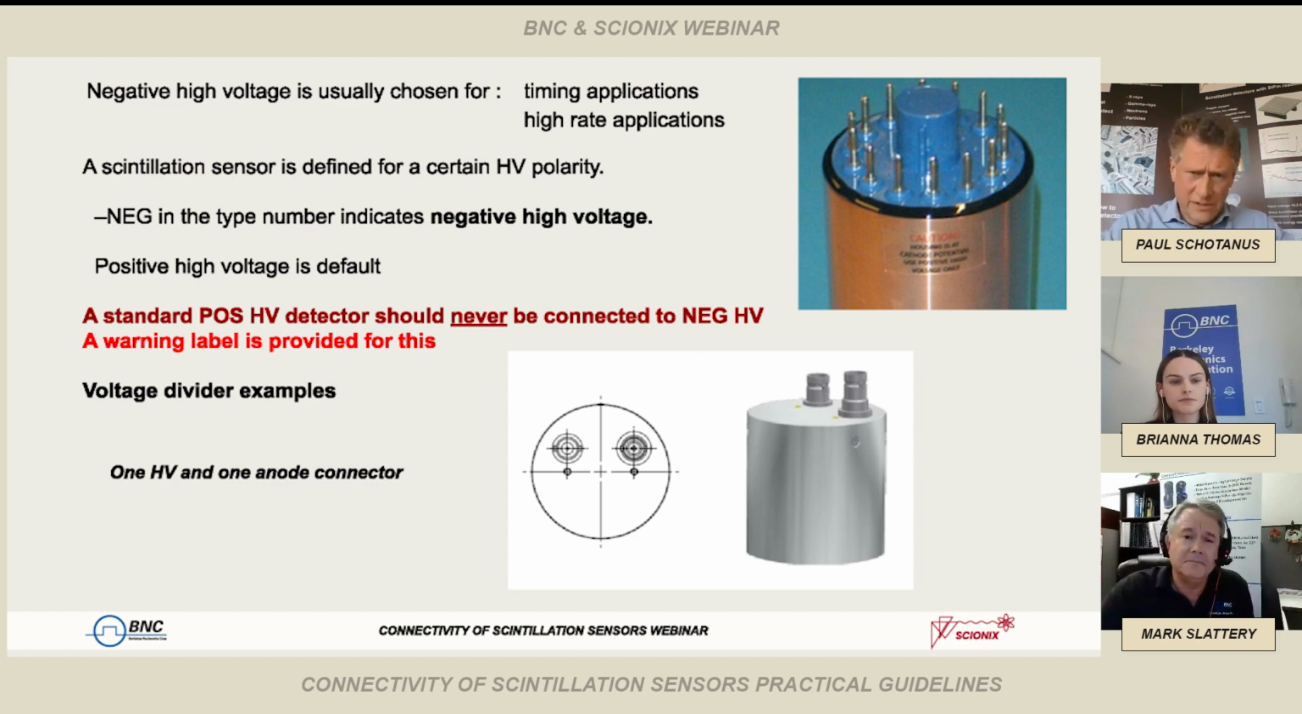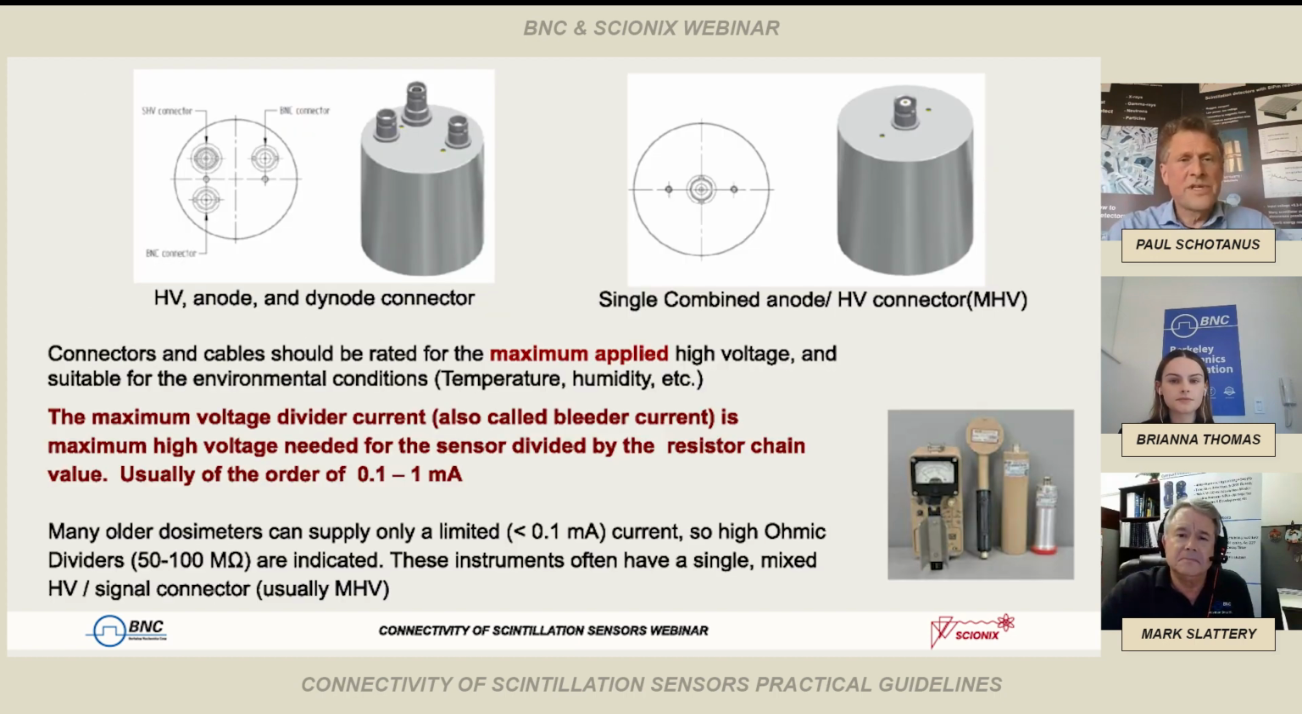Regular voltage dividers look like in the picture you see there in the middle. It's a cylindrical shape because the photomultiplier tube is historically cylindrical. It has a connector on it for the high voltage and the signal, the anode signal usually. Of course, we can also have an extra dynode connection. And here you see the connectors that are most standard, SHV and BNC. For a single combined signal, anode and high voltage, sometimes another connector is chosen, which is called MHV. And this is the standard on the older counters, and you see there at the top, bottom right.